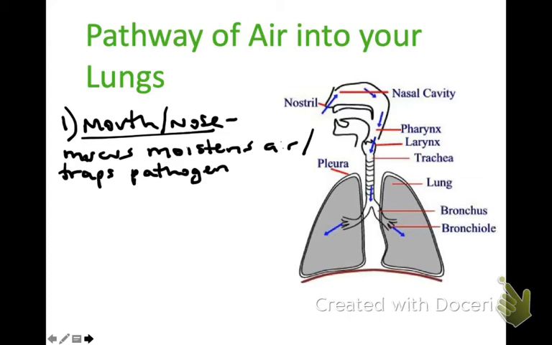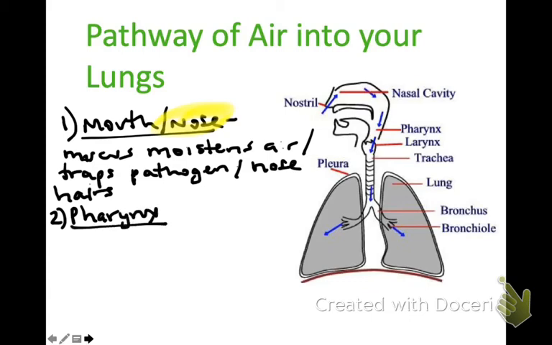Other things besides mucus is nose hairs. Your mouth obviously doesn't have that. So your nose has two pathways. Your nose has more mucus. Your mouth has actually a little bit of mucus and then the saliva, but your nose has more mucus. And so the nose is going to be the preferred method in terms of your immune system for you to breathe, so that you can get all of the nose hairs and the mucus trapping the pathogens. The second part that the air moves through is the pharynx. The pharynx is basically the connection point between your nose and your mouth right here.